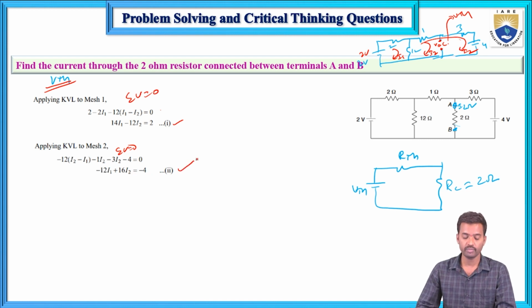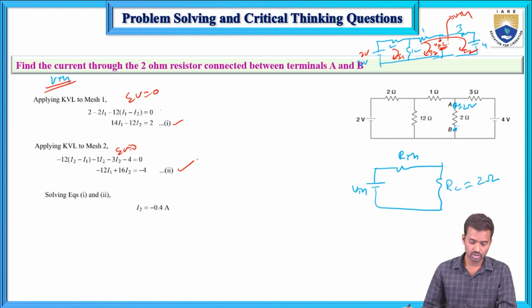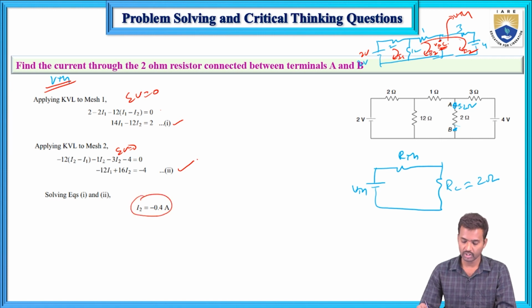So now, if you solve these two equations, you will get I1 and I2. From that I1, I2, calculate the open circuit voltage, this one. So now here, solve these two equations. I2 equals, what is the I2 value? I2 equals minus 0.4 amperes. So from this I2, calculate the VOC.